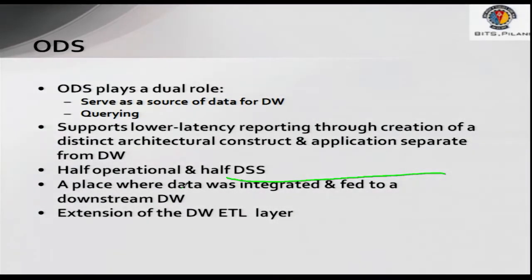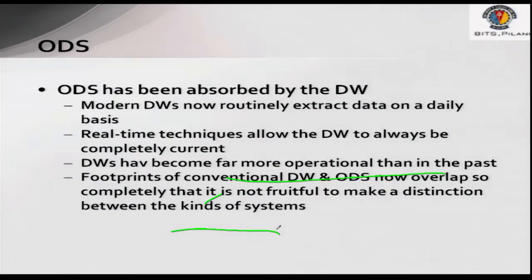And since it has some characteristics of operational systems and some characteristics of a data warehouse system, we call it half operational and half decision support. It is a place where data was integrated and fed to a downstream data warehouse, and some say that it is an extension of the data warehouse ETL layer. So it is basically your take on where or how you want to position an ODS. And ODS has been absorbed by the data warehouse.